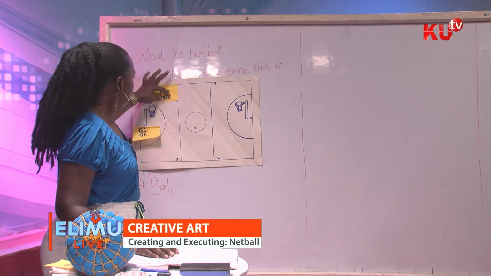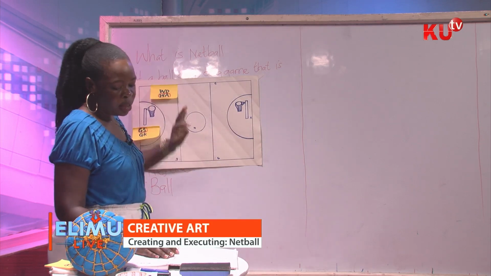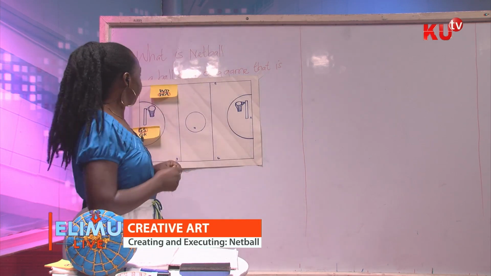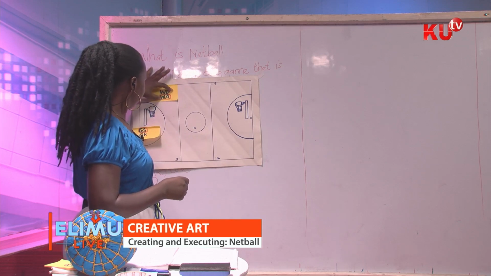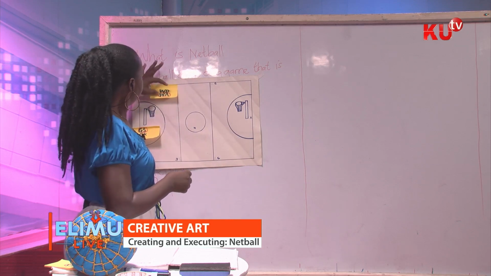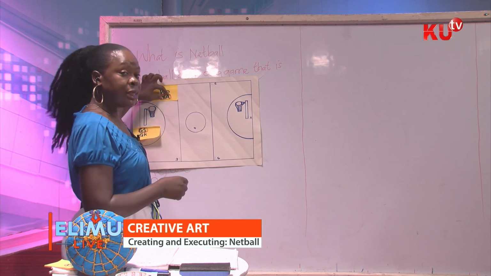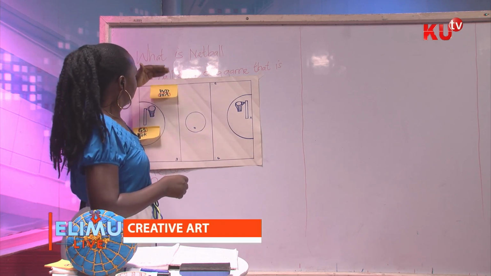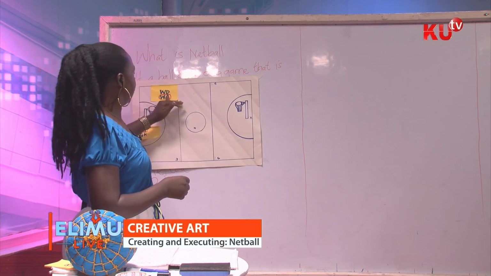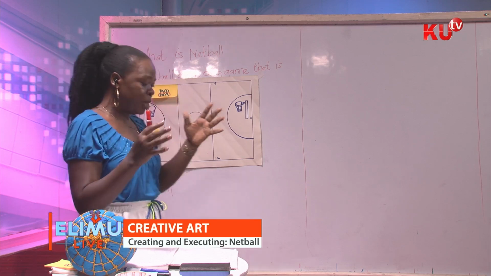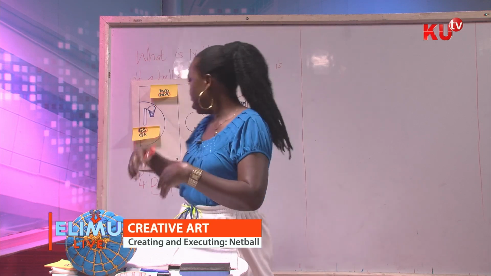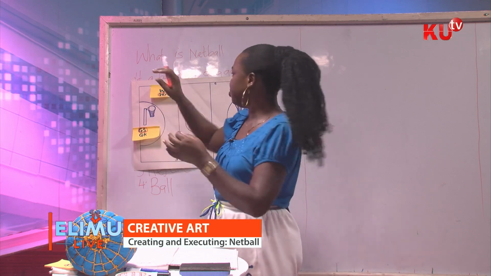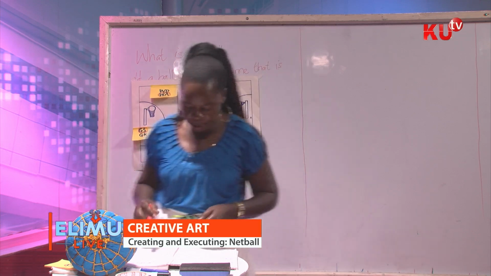With the wing attack, we also have the wing defender. The work of the wing defender is to stop the ball from reaching where this participant is defending. So when the ball is being passed to the wing attacker, the wing defender makes sure that she defends the wing attacker so that the wing attacker may not receive the ball to pass it to the goal shooter. And in case she gets the ball, she passes it to their side.